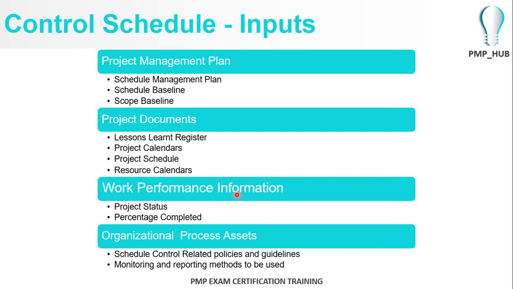Work performance information is important because you need data to carry out this task, and you need to understand the percentage of completion of your project, what is the status of activities, what is the percentage status of each activity, in order to control the schedule. And any processes and guidelines relating to schedule controlling in your organization, any monitoring and reporting methods, and escalation paths would be through the organizational process assets.